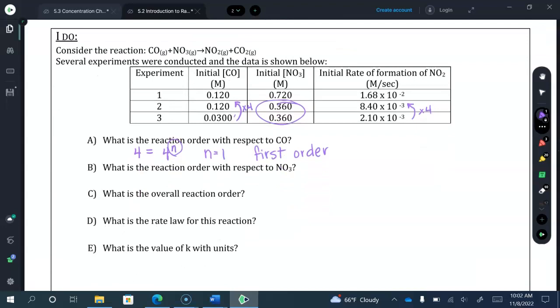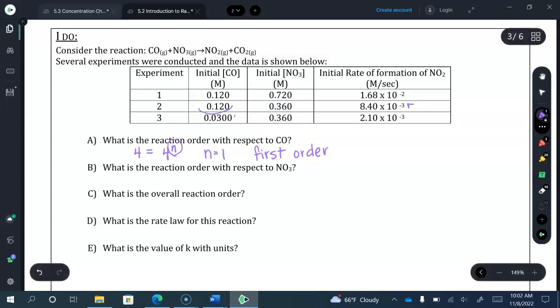Okay. So then what is the reaction order with respect to NO3? I could switch pen color, but I just erased it. For NO3, we want to look at where CO, or carbon monoxide, is constant. So that's experiments 1 and 2. We're going to go from the smaller to the bigger. So we see that this is multiplied by 2. We're going to check how this changes, and you can use a calculator. Pay attention to the exponent.